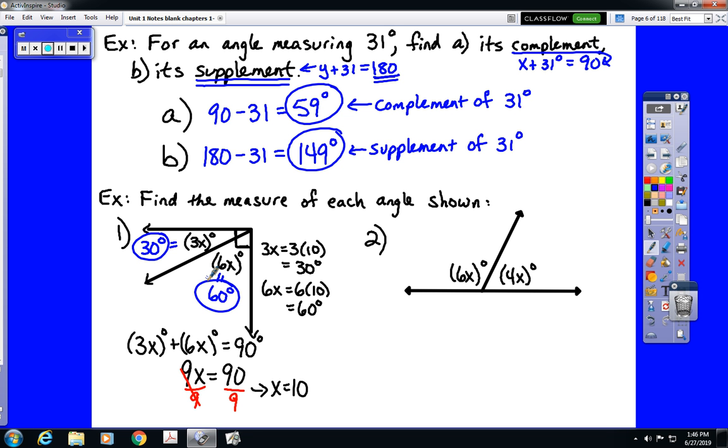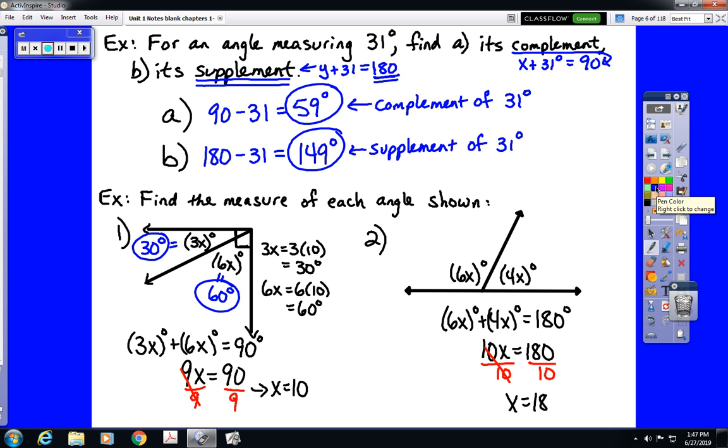All right, in number 2, it does not indicate any sort of relationship, but we do have here a straight line, which indicates that these two are a linear pair or are supplementary. So we're going to take a very similar approach. We're going to say, okay, we have a 6x degree angle and a 4x degree angle. Those are a linear pair. They're supplementary, so they add to 180. Add those together, we get 10x equals 180. And then we divide by 10, which gives us x equals 18.